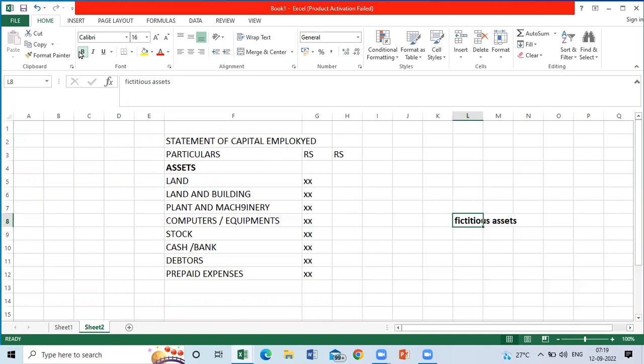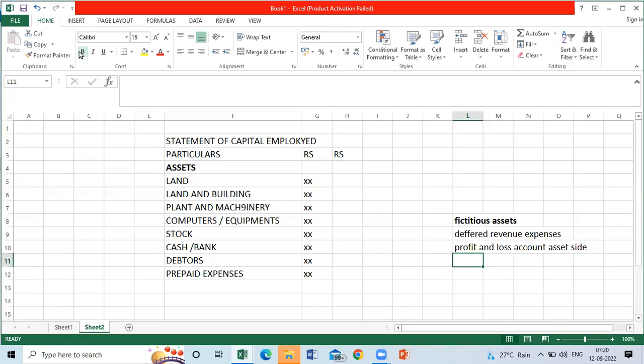Two best examples: deferred revenue expenses, and second, profit and loss account on the asset side. Deferred revenue expenses are those expenses which have been incurred. Normally, whatever expenses are incurred, they are debited to the P&L account at the end of the year. Basic rule: expenses should be shown on the debit side of the P&L account.